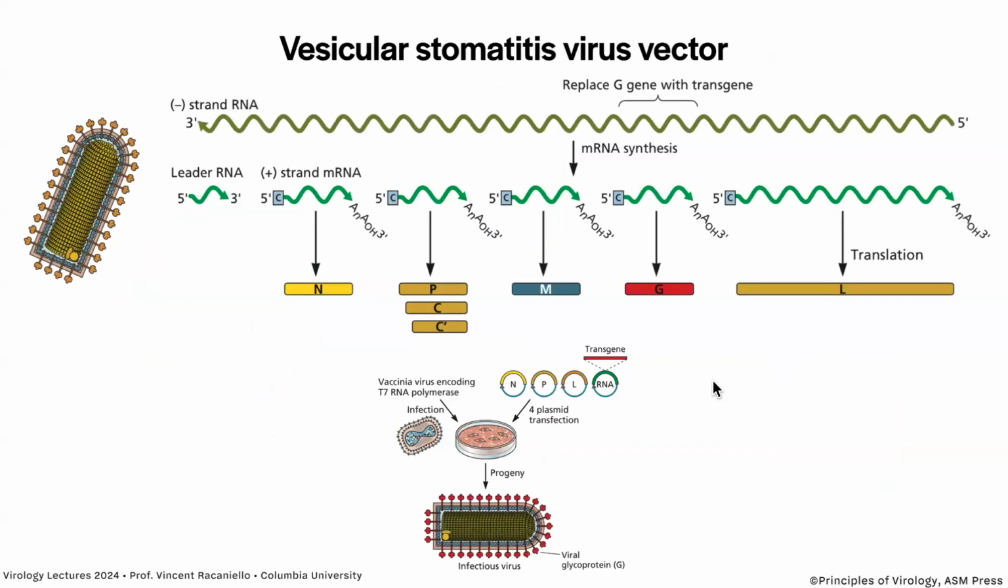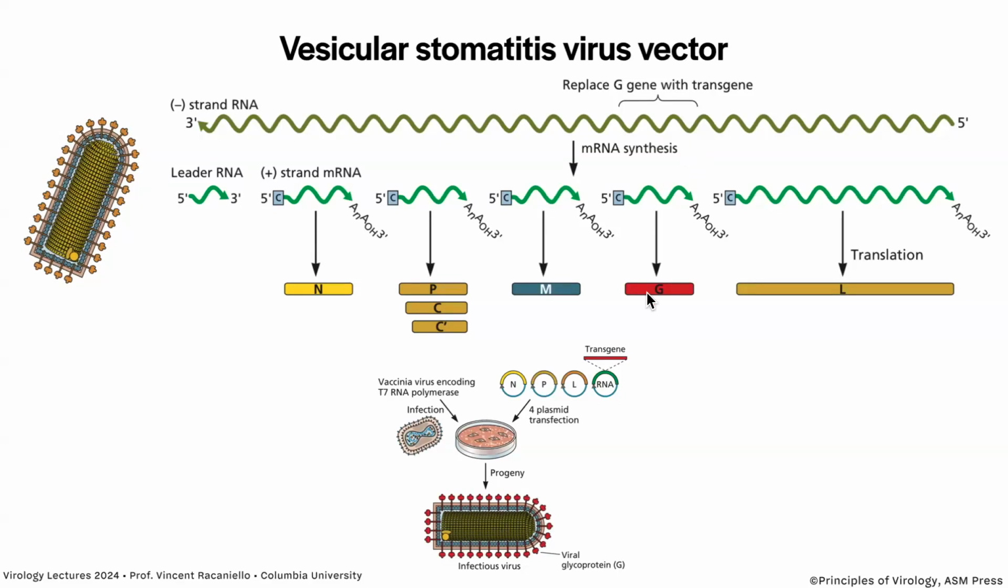And we use VSV as a vector. Remember, this is a negative strand RNA virus with an envelope. The negative strand genome is shown at the top. It encodes 5 mRNAs encoding the various proteins. And the strategy that's used is to replace the spike gene, the G protein gene, with that of your transgene. And of course, in this case, you have to replace it with another protein that's going to be a spike, right? Because you need a spike to infect cells. And so this was attempted for COVID vaccines. It's been done for Ebola virus vaccines and others.